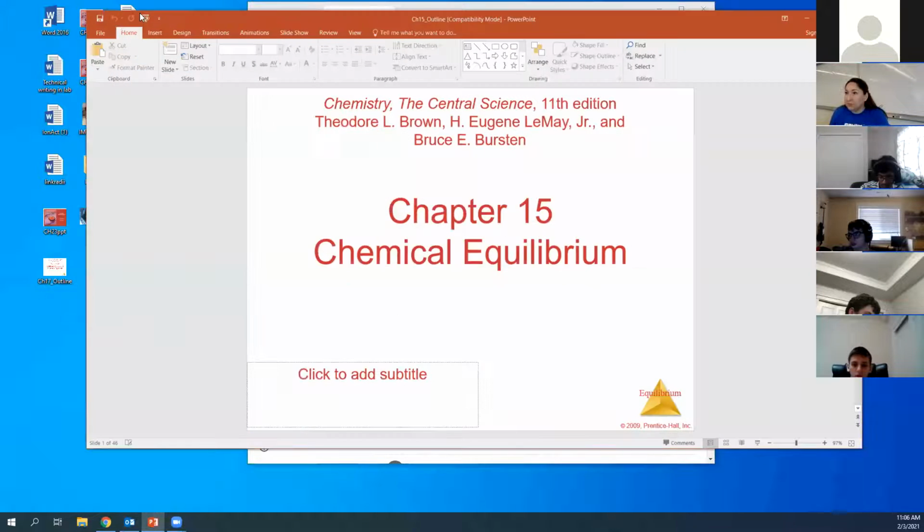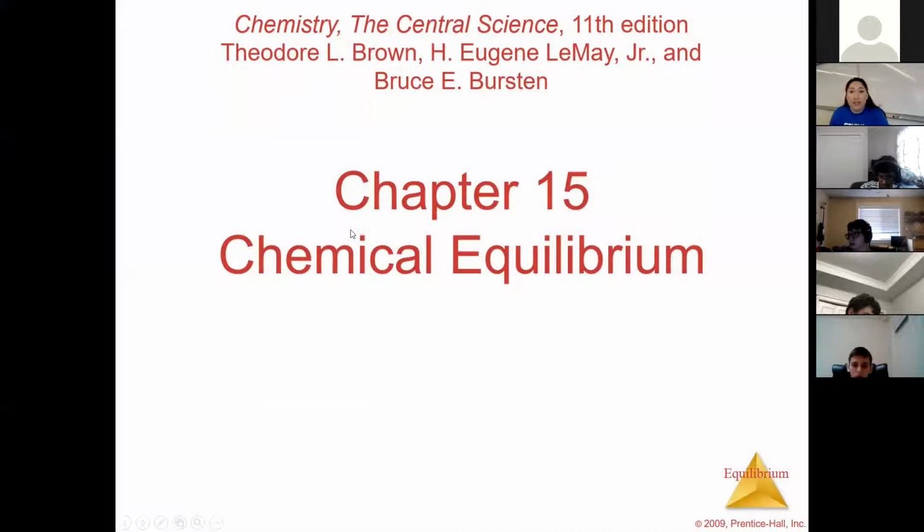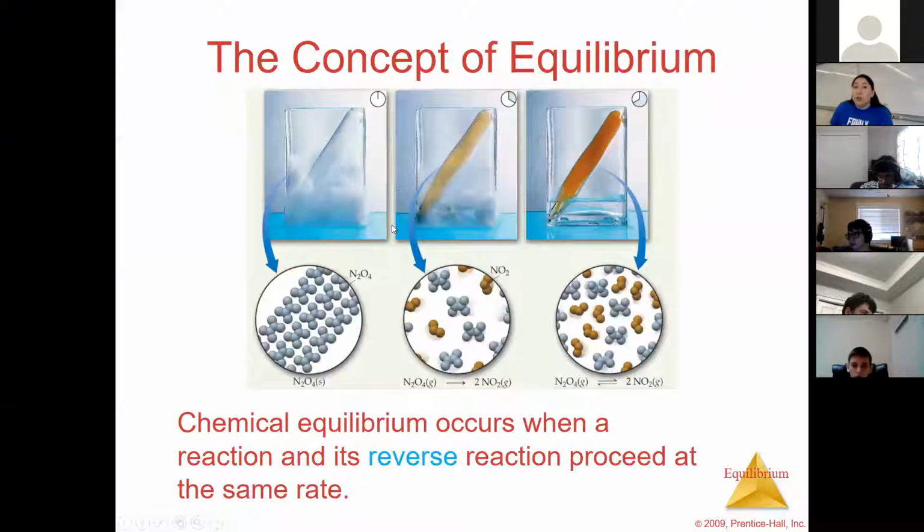Alrighty. Okay, so chapter 15, chemical equilibrium. Equilibrium is when the rate of the forward reaction is just as fast as the rate of the reverse reaction. So in this one, we have N2O4. It's a solid. It looks like it's clear.